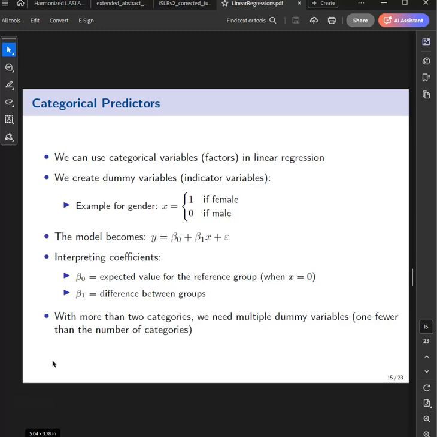I apologize if the recording got interrupted in between. So let's take this slide from the top again.